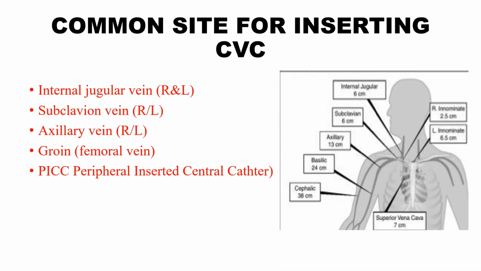Let's see common sites for inserting a central venous catheter. One is internal jugular vein, right and left, subclavian vein, right and left, axillary vein, right and left, groin for femoral vein, and PICC, peripherally inserted central catheter.